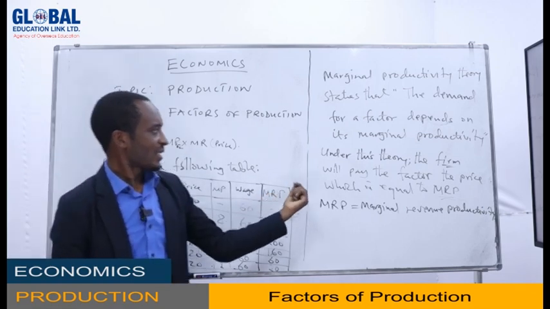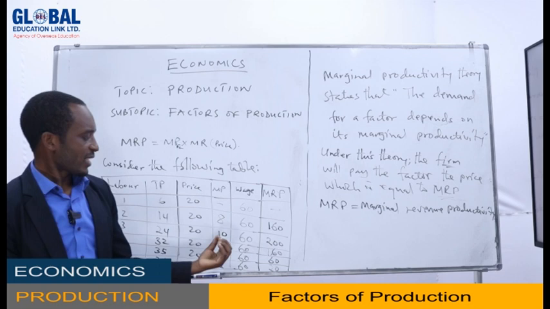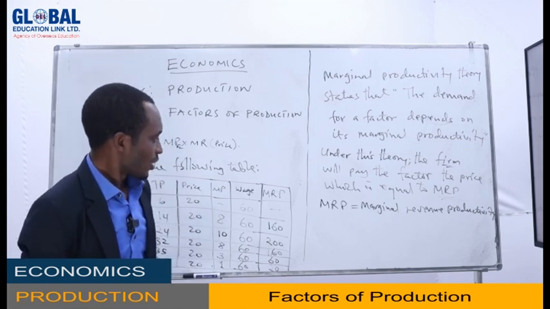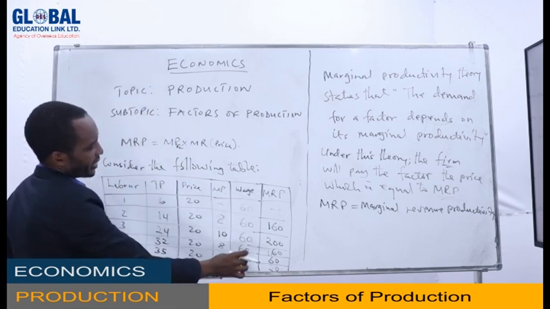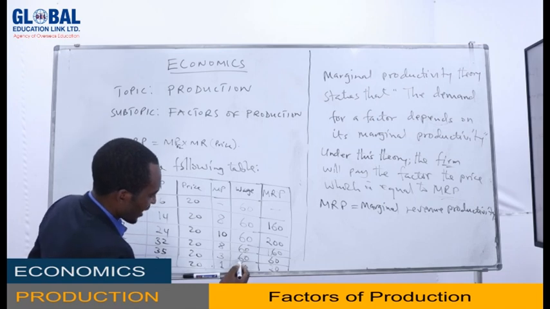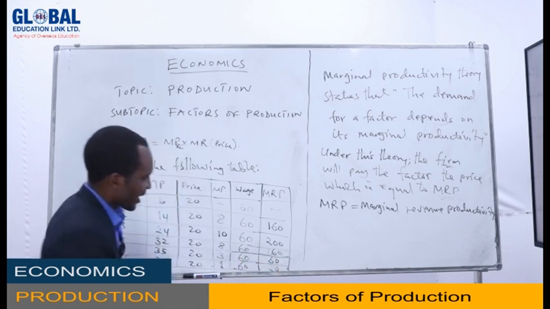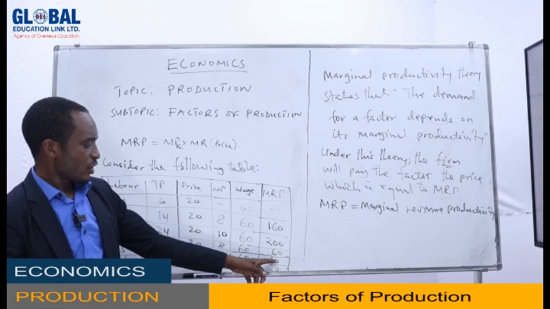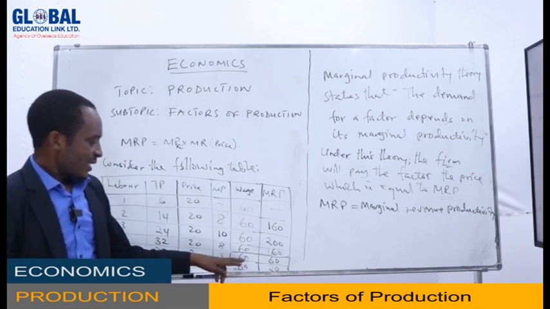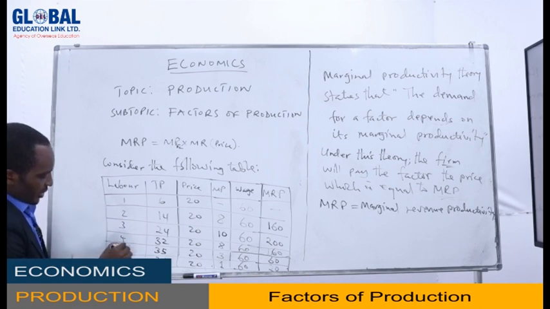So, as we said before, the firm will pay the wage, or the price of the factor will be equal to the marginal revenue productivity. So you can compare between the wage and the marginal revenue productivity. So you can see at this point, the marginal revenue productivity is equal to the wage. So the firm will employ this unit of labor, which is 5.